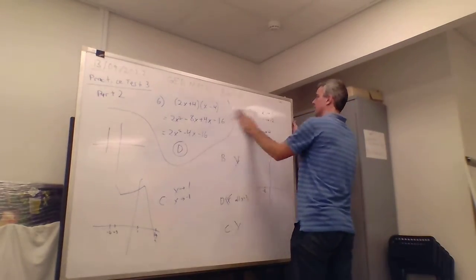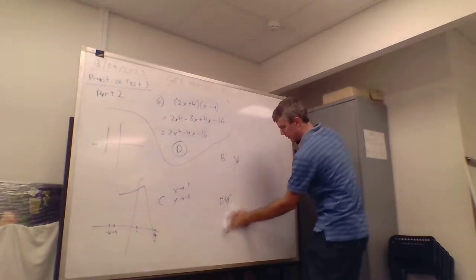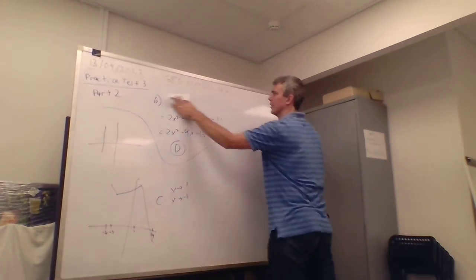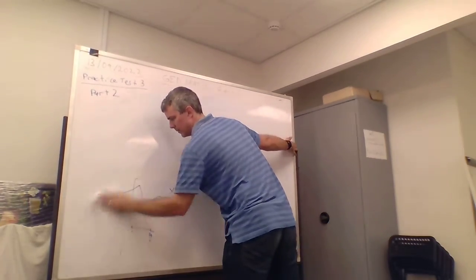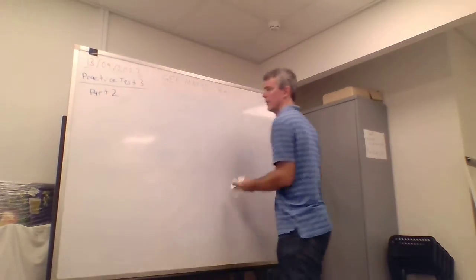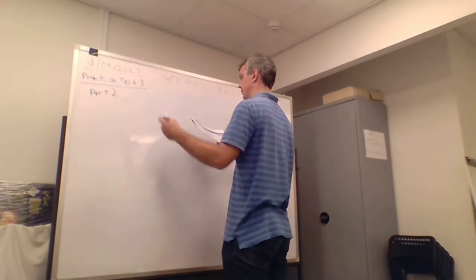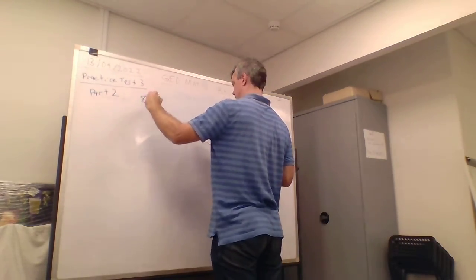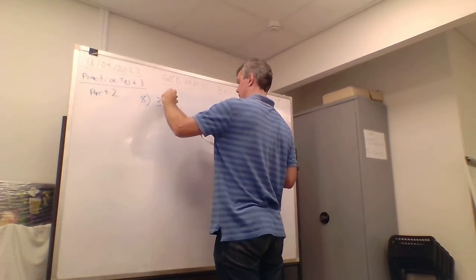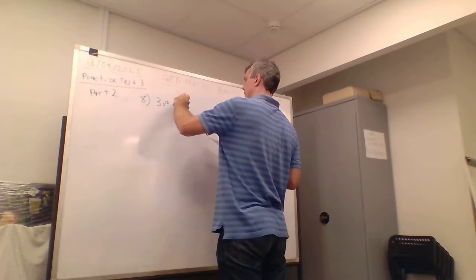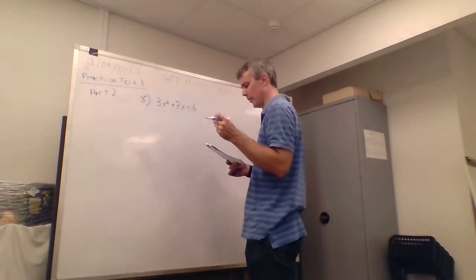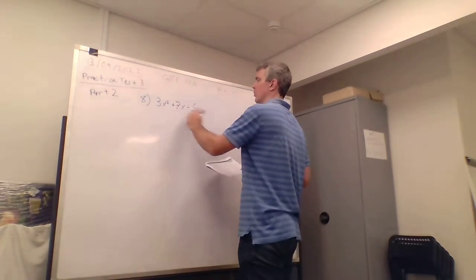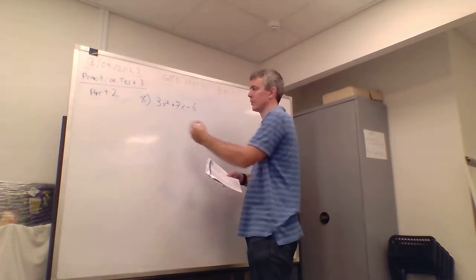Okay, number 8. Factor completely. Alright, 8 plus 7x minus 6. Alright, so we know we have x squared, x and something, so it's going to be the 2 brackets, right?